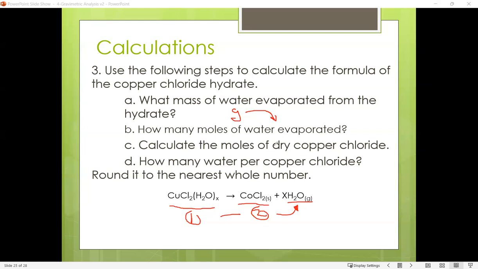Now calculate the moles of the dry copper chloride. Is it copper or cobalt? No. Here, mix the two. You fix that. Here you have it in 2, there's no hydrate, it's just that. Just like in the first one, you have grams, and we can convert this to moles by dividing by the molar mass of it. Now calculate how many waters per chloride were present. We can do the ratios between these two numbers and find it.